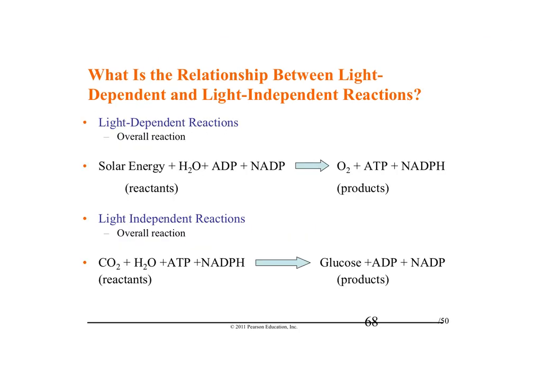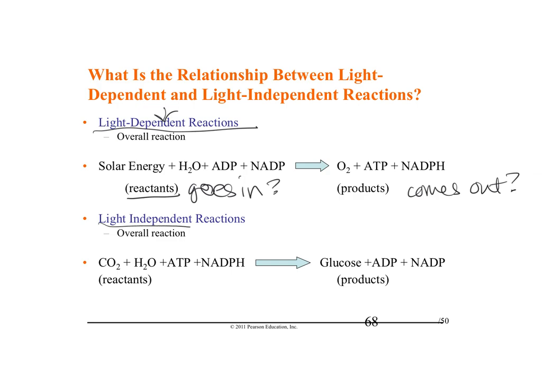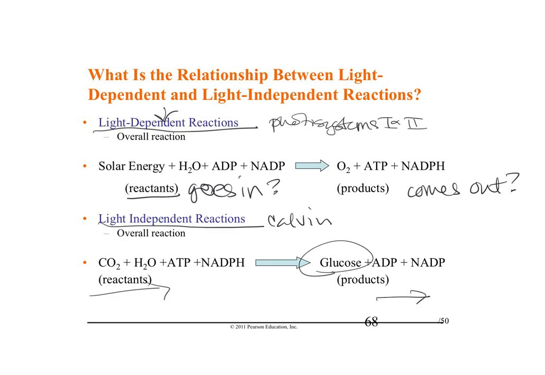So what is the difference? Light-dependent reaction: what goes in? What are the reactants, and what comes out? Light-dependent is dependent on light. Light independent needs no light, also known as the Calvin cycle. This is photosystems 1 and 2, don't forget. What do we get? We get glucose. What goes in, what comes out? We've got to know it.